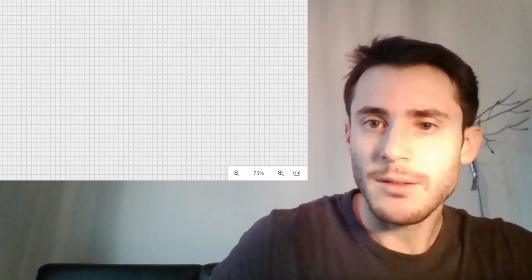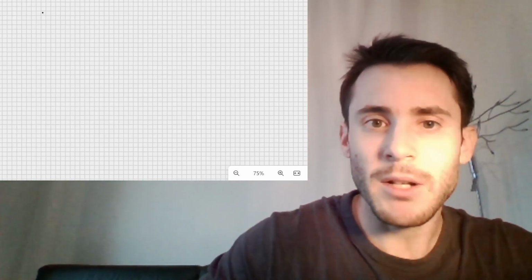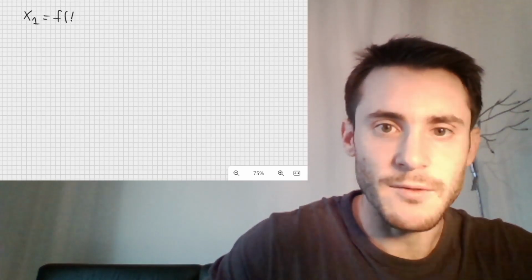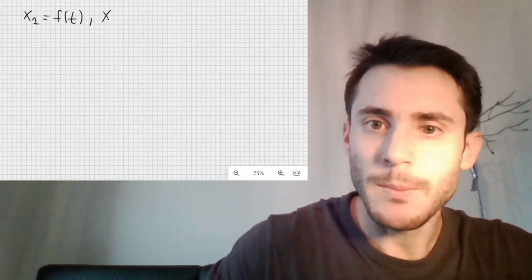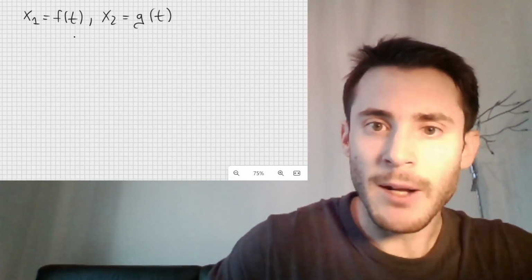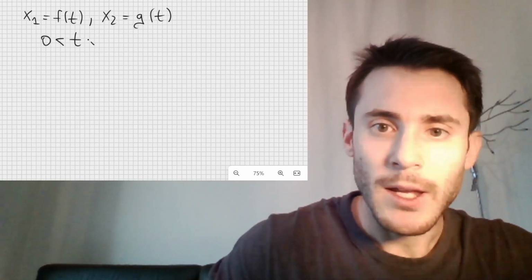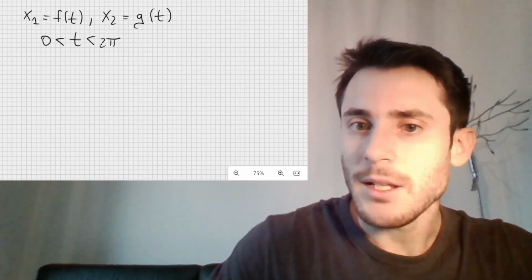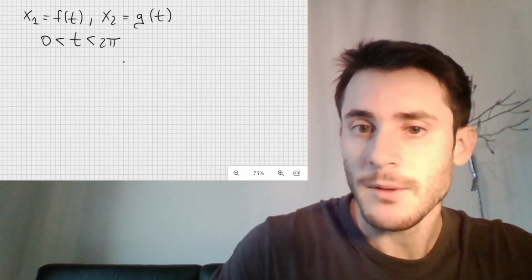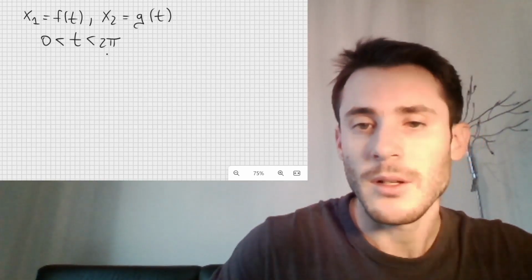So let's start from a curve in 2 dimensions written in parametric form. It means that we can write, for example, x1 equal to f of t, x2 equal to g of t. And the parameter t is between 0 and 2 pi. When t goes from 0 to 2 pi, we travel along the curve from the initial point to the end point, and the initial and the end points coincide.